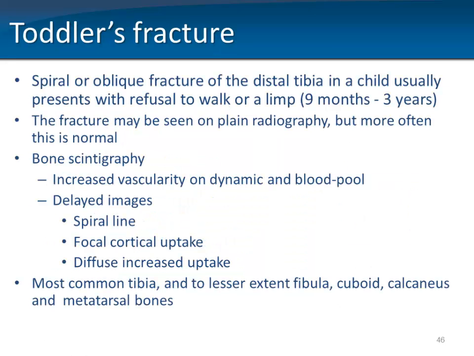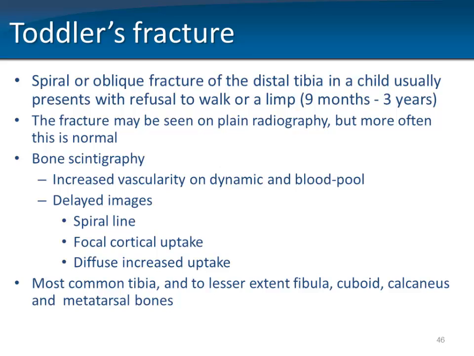So that is what happens in normal circumstances, which of course explains why we see increased bone turnover on bone scintigraphy after trauma. And still one of the most useful indications, I believe, is a toddler's fracture. This is usually a spiral or oblique fracture of the distal tibia in a child. Most of the time it just presents with a refusal to walk or with a limp. More often than not, the trauma that caused it has already been forgotten.